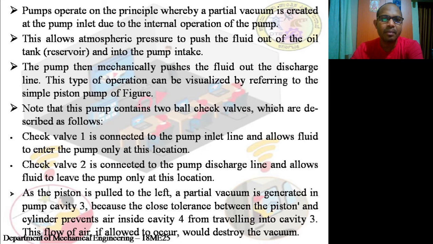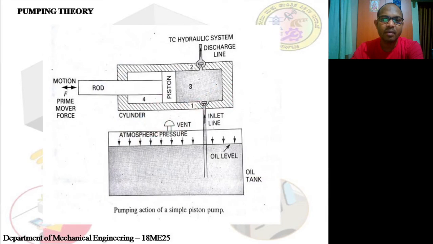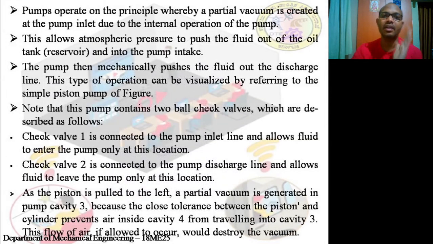This type of operation can be visualized by referring to the simple piston pump in the figure. Note that this pump contains two ball check valves, described as follows: check valve 1 and check valve 2. This is check valve 1 at the inlet, and the check valve at the outlet is 2. What do you mean by check valve? I have already told you about check valves when explaining the boilers. It is like a gate which restricts the flow of the fluid.